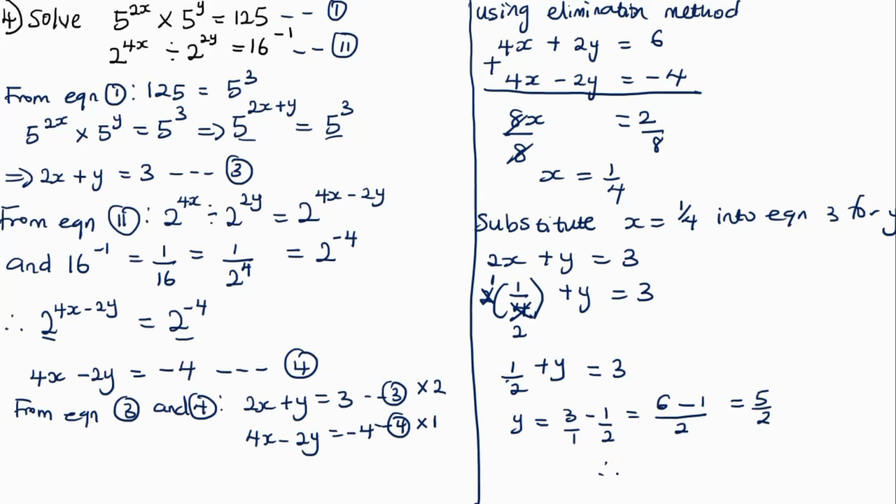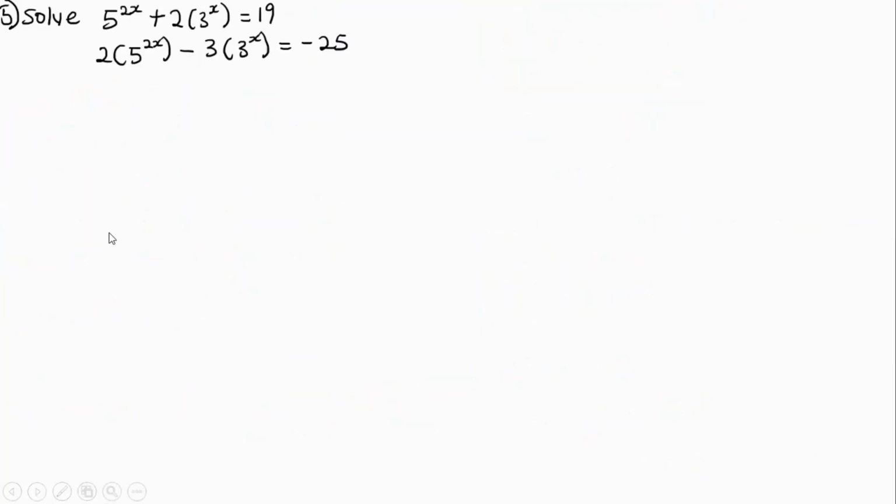So therefore, x is equal to 1 over 4 and y is equal to 5 over 2. And this is our answer. So guys, let's take a look at the last question, which says this. So guys, how do we solve a question that looks exactly like this right here?